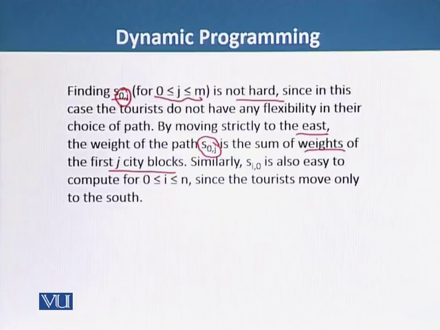And similarly, if we have S(i,0), again the tourists have no option but to move only in the south, and if we use (i,0), it means 0 must be less than or equal to i, and i is less than or equal to n.